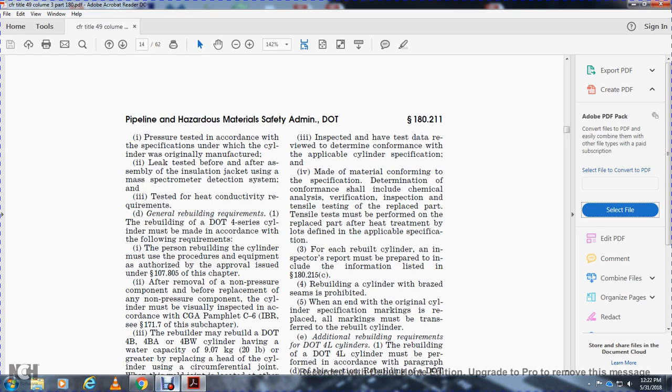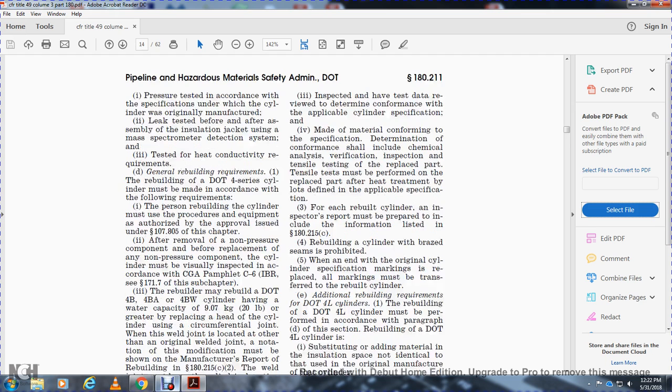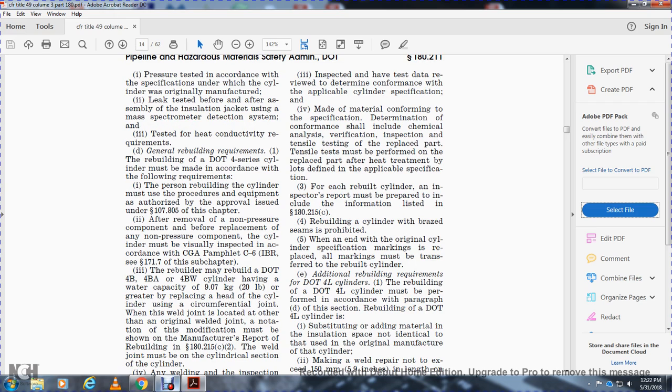The tensile test must be performed on the replaced part after the heat treatment of the lots defined with the applicable specification for each of the rebuilt cylinders. An inspector's report must be prepared to include the information listed in the statute 182.15c. For the rebuild of the cylinder, braze seam is prohibited. With the end of the original cylinder specification marked with the replacement, all marks must be transferred to the rebuilt cylinder. Additional rebuilding requirements of the 4L cylinder.